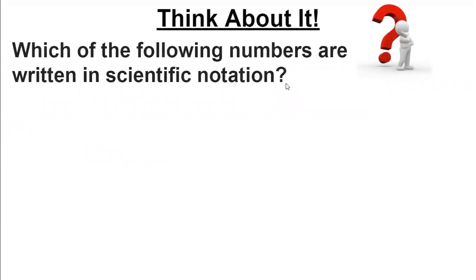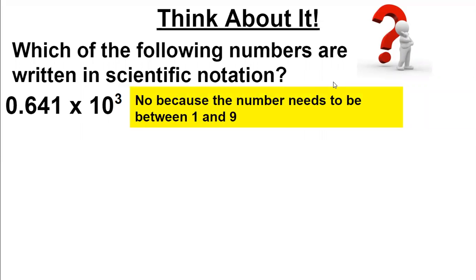Think about this. Which of the following numbers are written in scientific notation? 0.641 times 10 to the third. No, that number needs to be between 1 and 9. So 0.6 is before 1, right? 0.6 over here is too small. It has to be between 1 and 9.9. Okay, let's look at the next one.